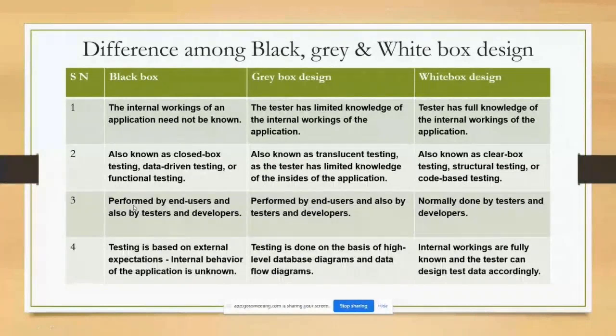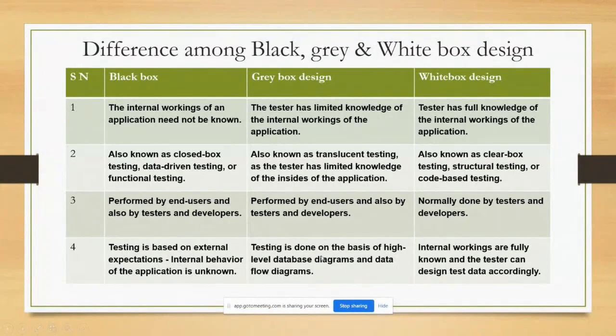Then in black box, it can be performed by end users and also by testers and developers who have developed that drug or that machine or any equipment. It is done by those who have developed it, or the scientist or engineer, who can better talk about these things or explore the thing from the unknown. They have to work upon it and make it known. For grey box, it is performed by end users and also by testers and developers. Testing is based on external expectations and the internal behavior of the application is unknown, because here nothing is known, everything is unknown. So the testing is reliable and expertise is required because we need to explore the things.